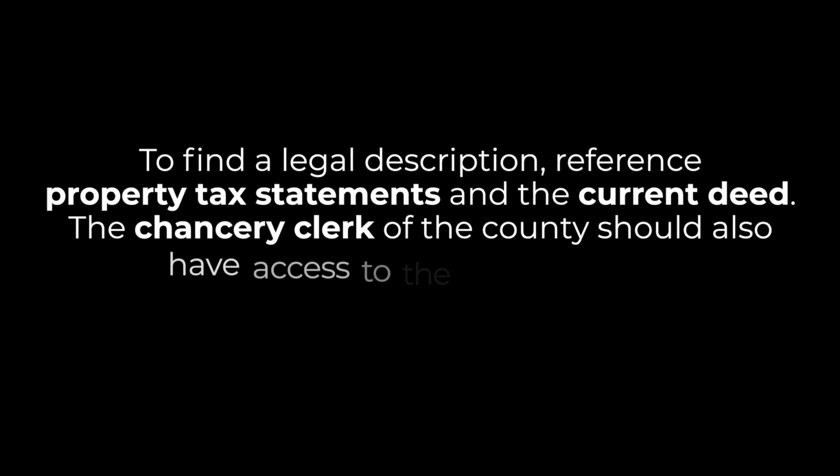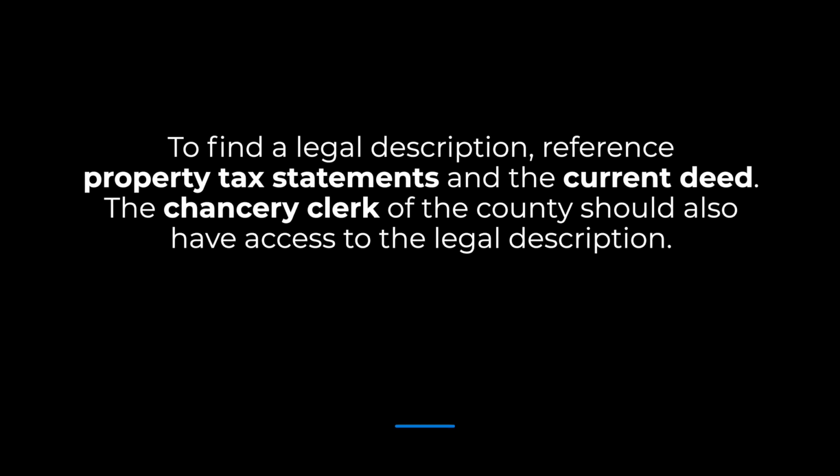But how do you complete a transfer on death deed in Mississippi? The form itself will ask for your basic information like your name and the designated beneficiary's name. It will also ask for a legal description of the respective property. Unlike an address, this description delineates the property's exact location, boundaries, and physical qualities. To find a legal description, reference property tax statements and the current deed. The Chancery Clerk of the county should also have access to the legal description.